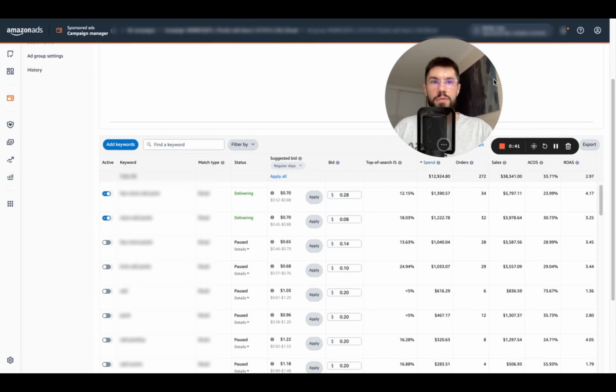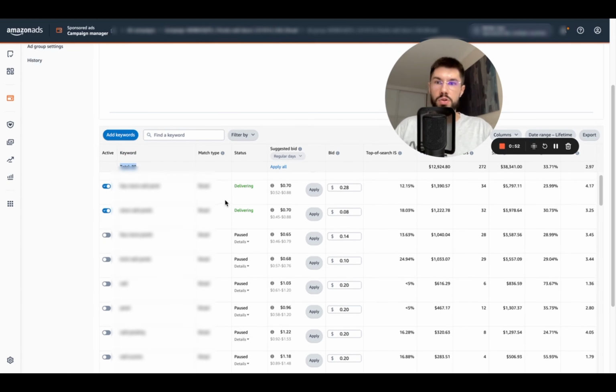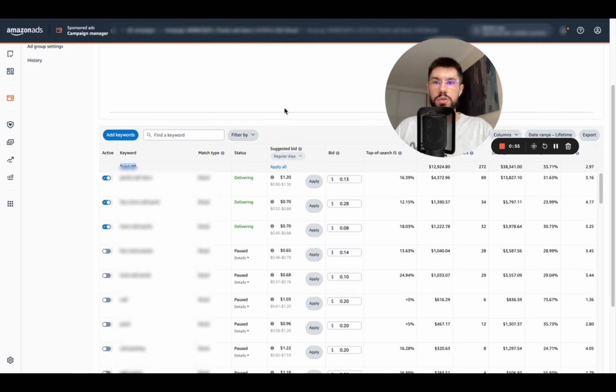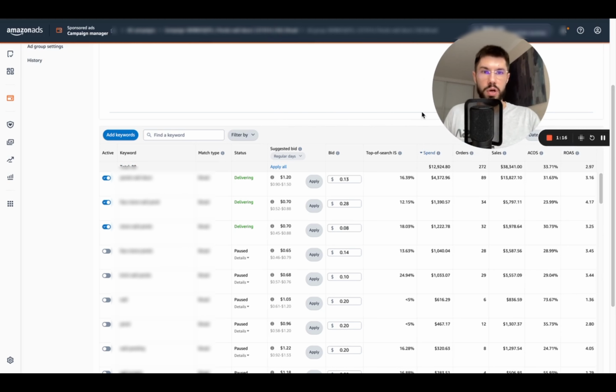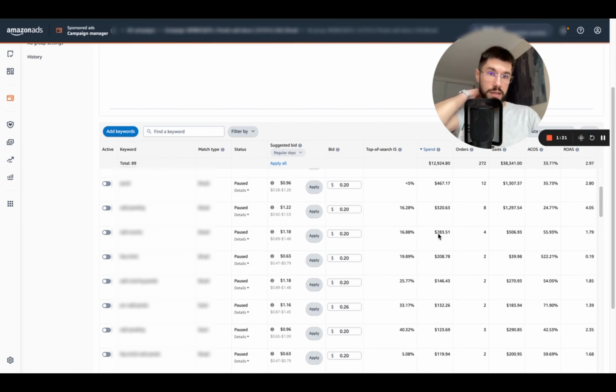Here I have one campaign open, and this is from an account we took over some time ago. Over here you can see keywords, and it says total 89. Originally there were 89 keywords inside this one campaign, and right now there are only 3 running. When we took over, we analyzed the campaign and paused basically everything except those 3 best performing keywords. I have it sorted by spend from highest to lowest, and if we go down, you can see how each keyword is spending less and less.